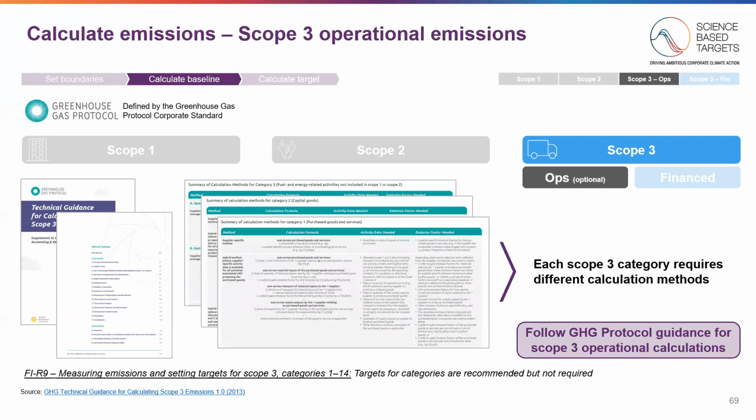Scope 3 operational emissions, reflecting categories 1 through 14 of the 15 categories defined by the Greenhouse Gas Protocol, are optional under SBTi. Since each of the 14 are unique items with unique metrics and ways of calculating, the best source of how to baseline is to refer to the GHG technical guidance for calculating Scope 3 emissions found on GHGP's website.